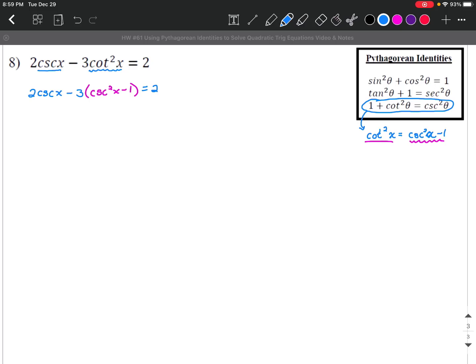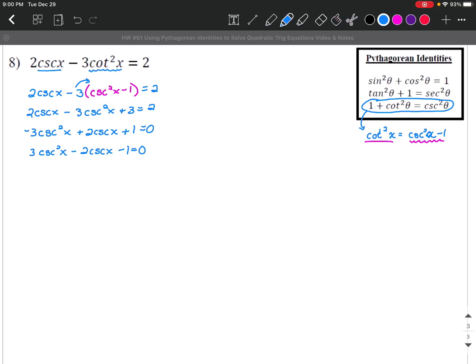Now, here we go to work. We are going to distribute the negative 3, sorry. So I'm going to have minus 3 cosecant squared x plus 3 equals 2. So that means I have negative 3 cosecant squared x plus 2 cosecant x, and if I subtract 2, I'll have plus 1. Now again, we don't like to have our squared term negative, so we're going to multiply everything by negative 1, and I'll have 3 cosecant squared x minus 2 cosecant x minus 1 equals 0.